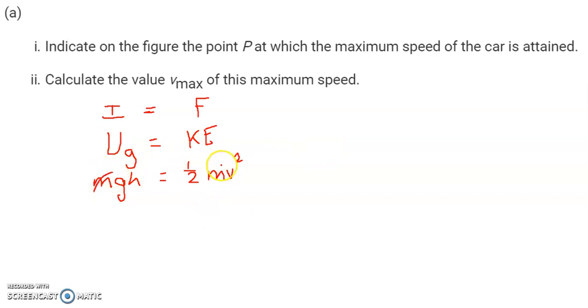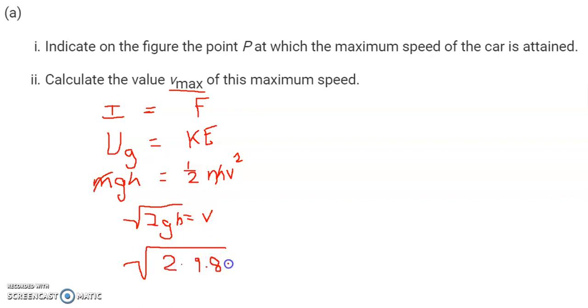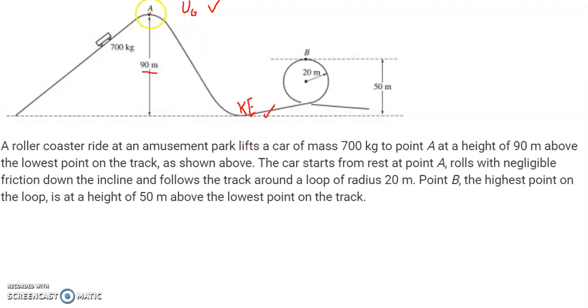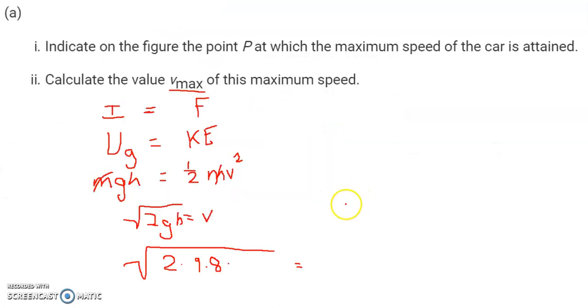Notice that there's mass on both sides of the equation, so we can cancel out the mass. We're going to rearrange for velocity because that's what they're asking for. So v equals the square root of 2gh. That means this is the square root of 2 times 9.8, or you can use 10, and then the height was 90. This is the potential energy at point A. You should get about 42. You would get 42.4, I think, if you use 10 instead of 9.8. Perfect.